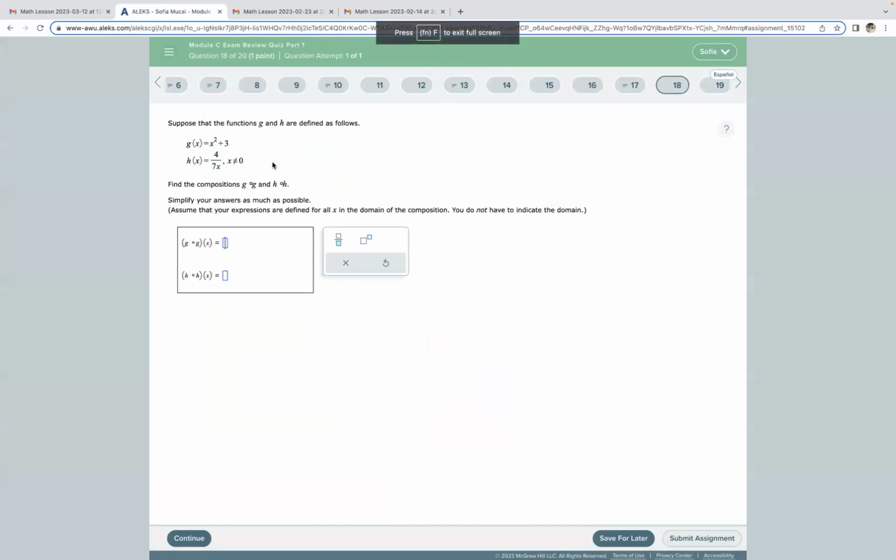This is where I'm also asked to find the compositions. So these are a little different. They're kind of the next step up in difficulty from the previous one. Let me grab this and we'll take a look at it together. All right. Here we go.